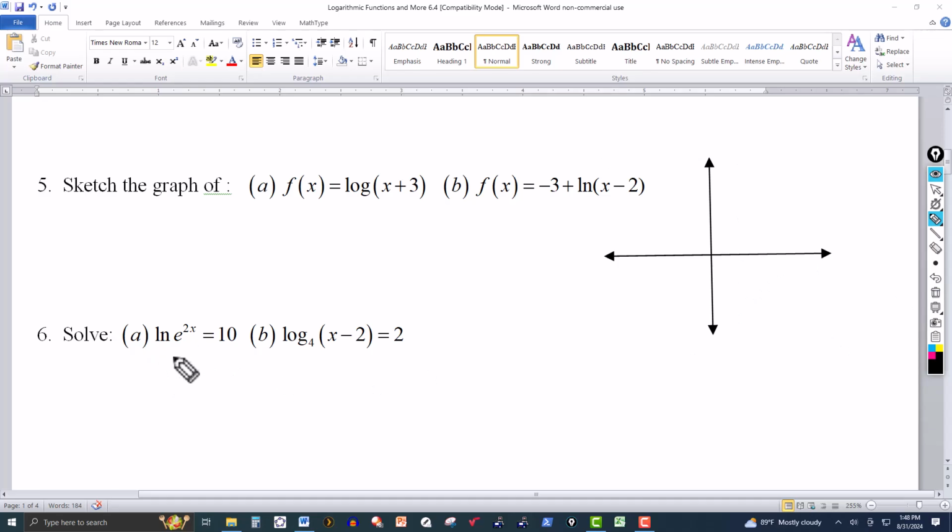Next one we have equations to solve. Solve the first one here. Natural log of e to the exponent of 2x. This is base e here. This base and this base are the same. The answer is always the exponent, 2x. That's one of your properties of logs. Hopefully you stopped the video or paused the video and looked at those. This is going to be 10. Divide by 2. I get x equal to 5.